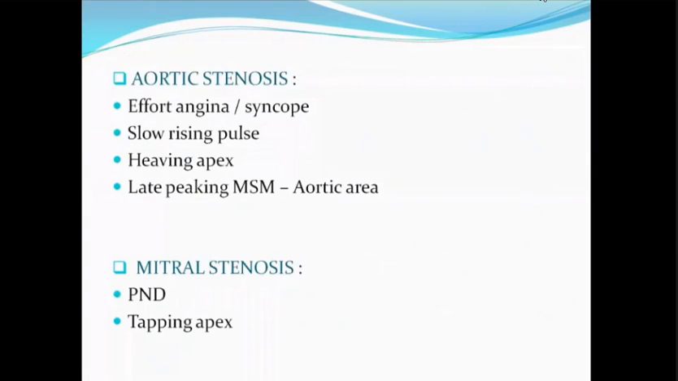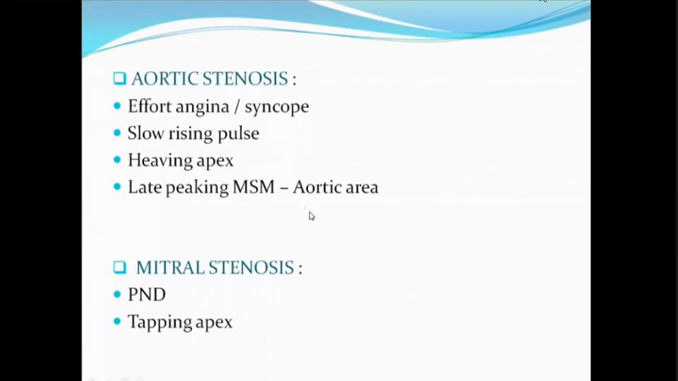So it is very difficult to decide which valve lesion is predominant, especially during the practical examination for students. For that we need to differentiate and correlate with symptoms as well as clinical findings to see which valve is predominant. If we consider aortic stenosis, there should be a history of effort angina or syncope, slow rising pulse, heaving apex beat, and a late peaking mid-systolic murmur in the aortic area. If this type of symptoms plus signs is present, then we can say aortic stenosis is more predominant compared to mitral stenosis.